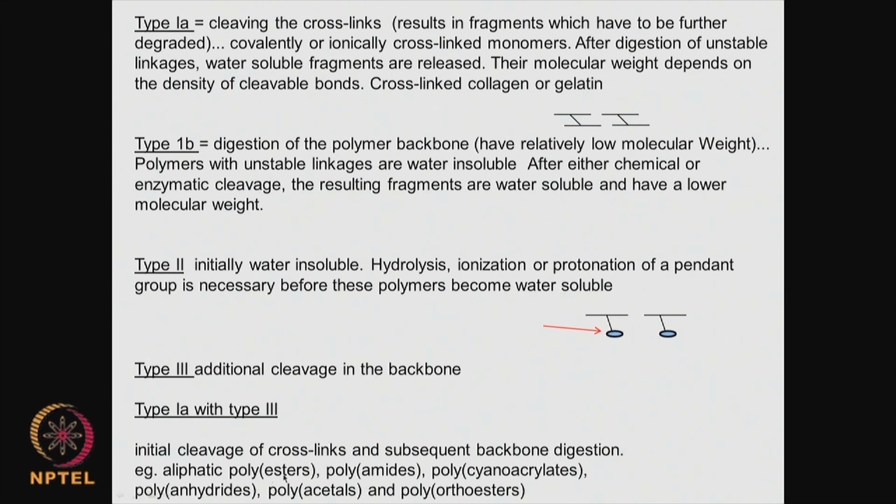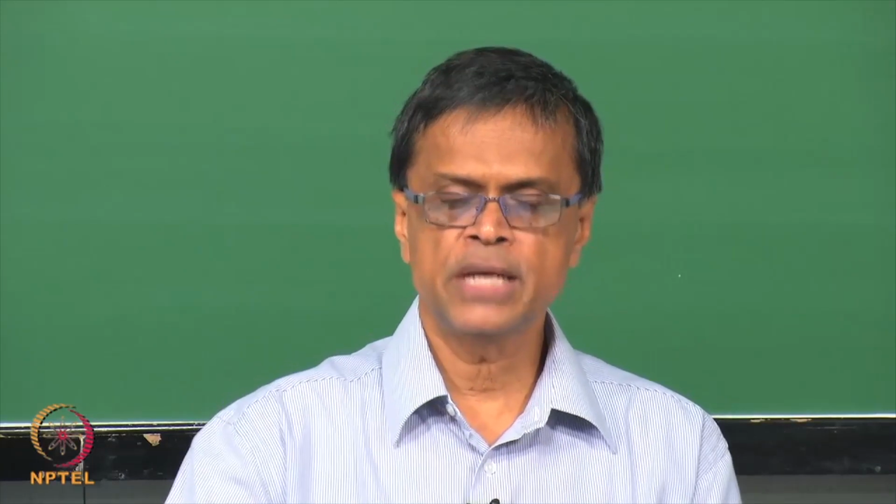For example, aliphatic polyesters, polyamides, polycyanoacrylates, polyanhydrides, polyacetals, polyorthoesters. So, they have cross linkers which may initially get cleaved, then the remaining polymer could be degrading. Okay. So, we can have combinations. So, these are various situations by which we can create biodegradable polymers which may degrade with different mechanisms at different time periods.